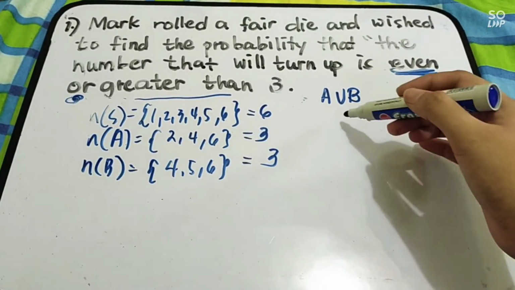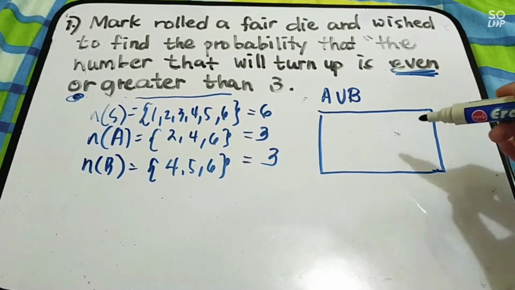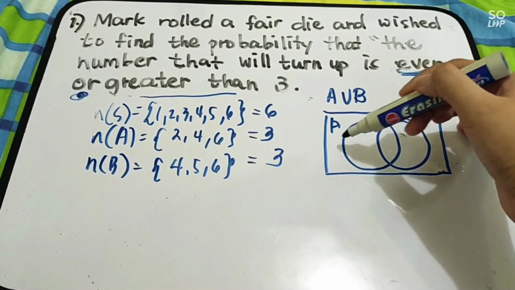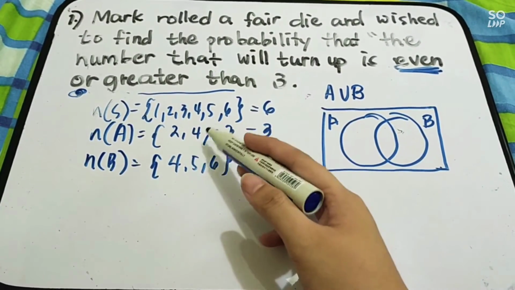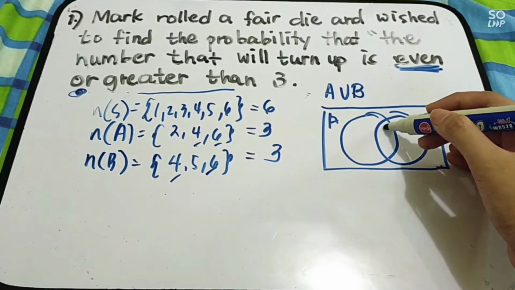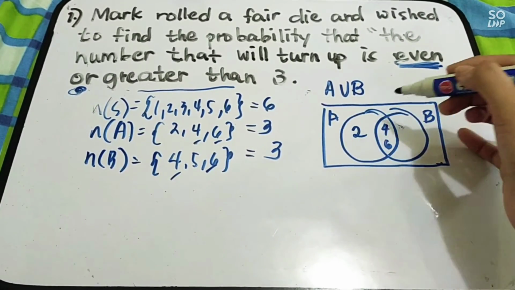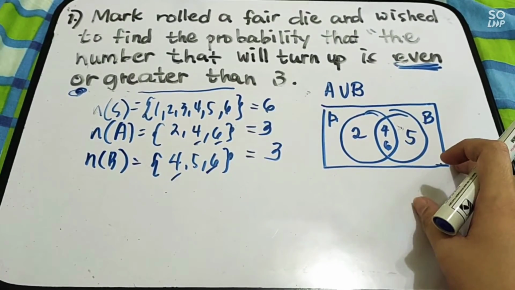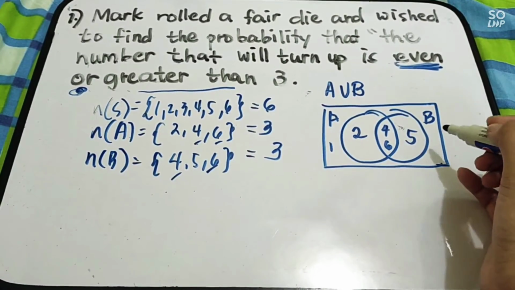Now, let us have the Venn diagram so we can see the union, the combined sets. This one is your A, even, and this one is your B. For your A, first look at which elements are common. The common elements are 4 and 6, so you have the intersection of 4 and 6 here. What remains here is 2, and on the other side we have 5. That is what you get in the Venn diagram. Then the numbers outside are 1 and 3.